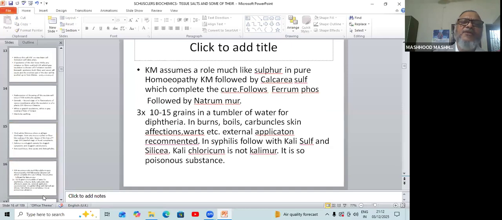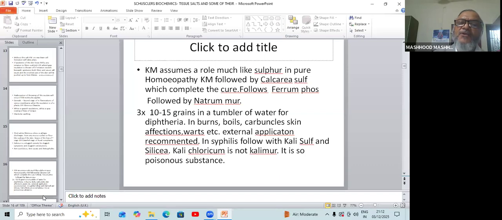Next one, kali mur assumes a role much like sulfur in pure homeopathy. Kali mur followed by a calcarea salt completes the cure. Ferrum followed by natrum. Then it is an old application: the 3x kali mur, 10 to 15 grains in a tumbler of water for diphtheria. In burns, boils, carbuncle, skin affections, warts, etc., external application is recommended. In syphilis, follow with kali sulf and silicea.